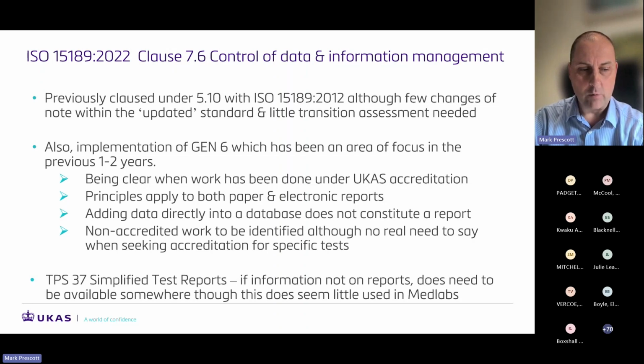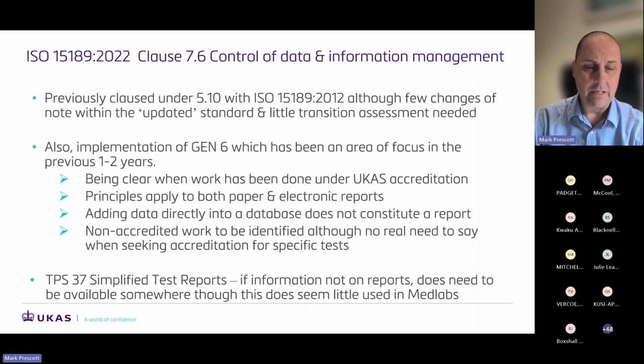It was updated following Gen 6, and so it's really still saying that Gen 6 actually does still take the priority in many regards, so you still need to make very clear references to work that's accredited and not accredited. For anyone who is familiar with 17025, there's things in there called deviations, and I think this TPS 37 is sort of aimed at that. So a bit less applicable to med labs, but it is something worth bearing in mind.